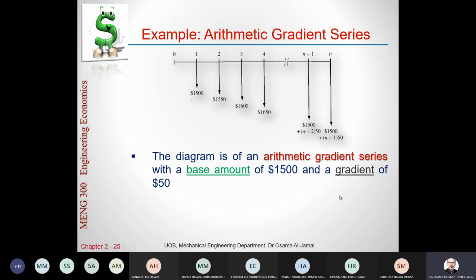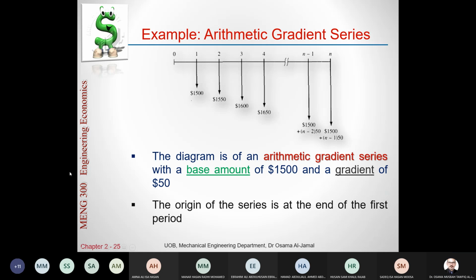So, the diagram of an arithmetic gradient series with a base amount. What is that base amount? It started at year 1 with 1,500 as the first cash flow of the annuity, and the gradient of 50. So we have two calculations: one for the annuity and the second one for the arithmetic gradient. The origin of the series is at the end of the first period.